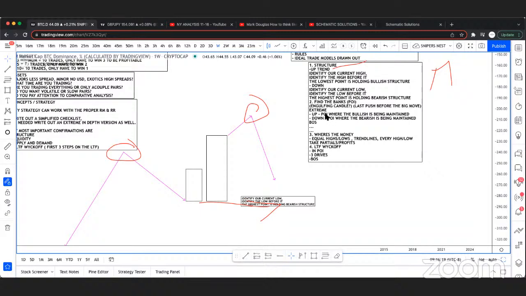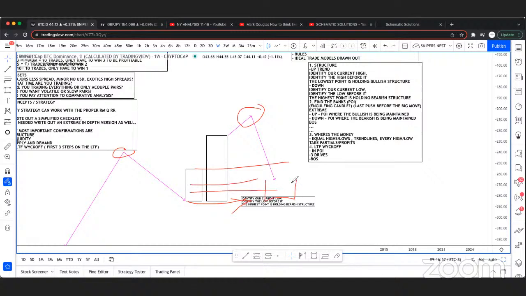Now we have our extreme and we have our break of structure point of interest. Our extreme, for an uptrend, is going to be the point of interest where the bullish movement is being maintained. So our extreme is going to be right down here. Our break of structure point of interest is going to be what caused the high. So this is our high. If there was something inside of here that caused the high, that would be our break of structure point of interest. But as we can see, we only have this one point of interest. So we have our structure. We have our point of interest that we're going to be looking at, 50 and or 80% of this.